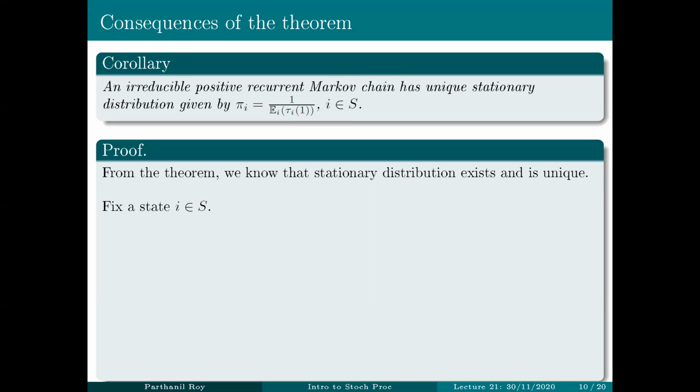Now fix the state i. Now this is a positive recurrent Markov chain, so therefore this state i is positive recurrent. So then, in particular, it's recurrent, and therefore this is an invariant measure.